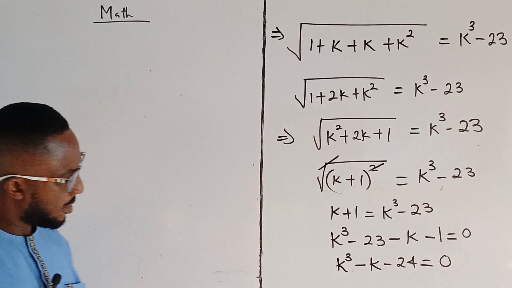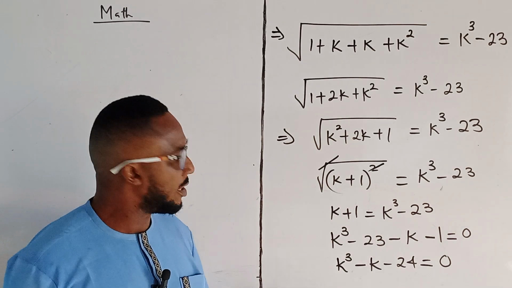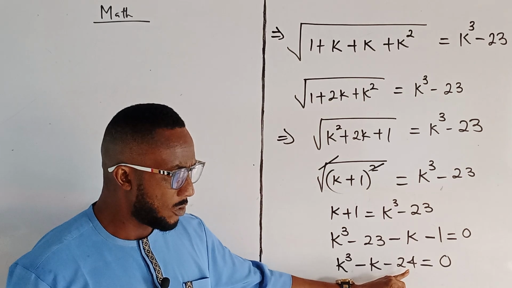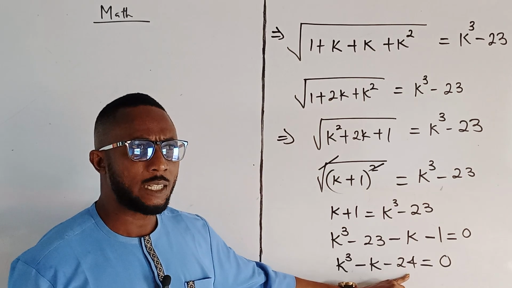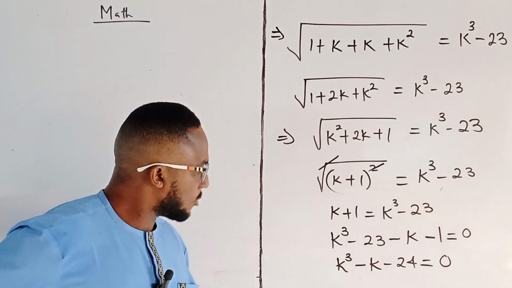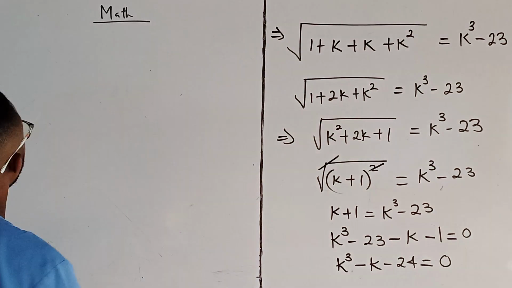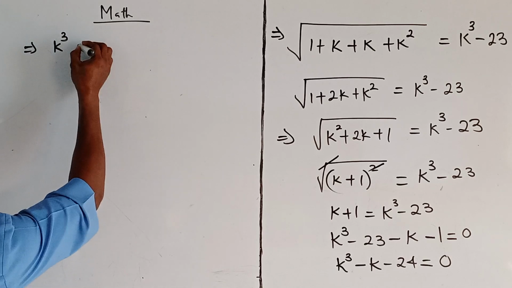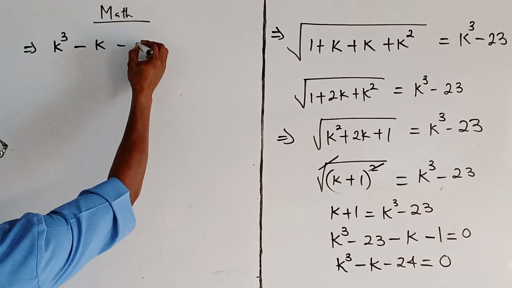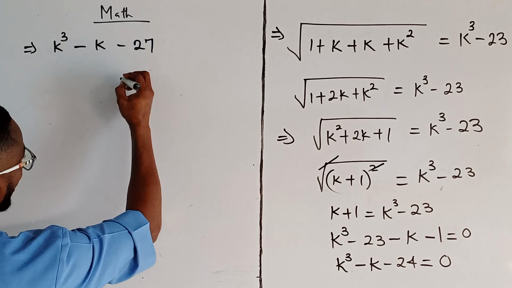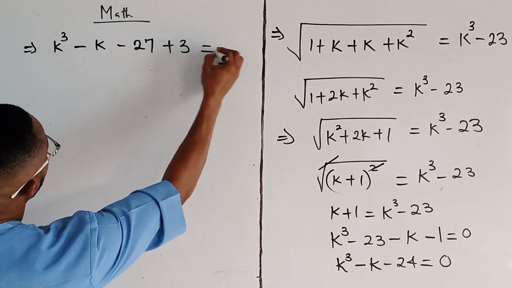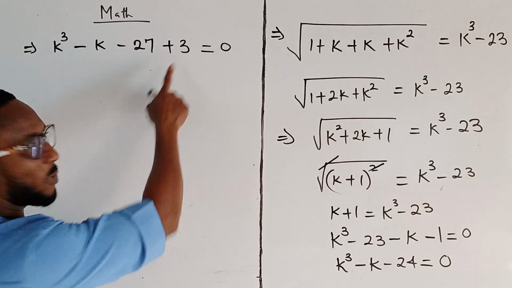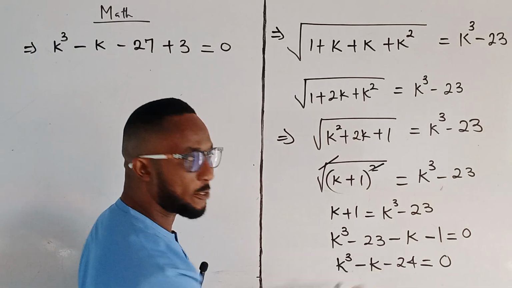Okay, because of the k cube here, I will find a way to split 24 so that I can get 27. I think that will help. So I can write k cube minus k minus 27 plus 3 equal to 0. So you can see that negative 27 plus 3 is equal to negative 24.